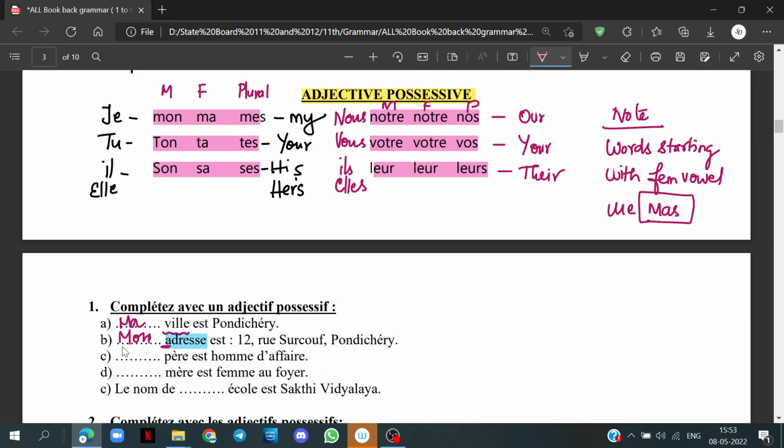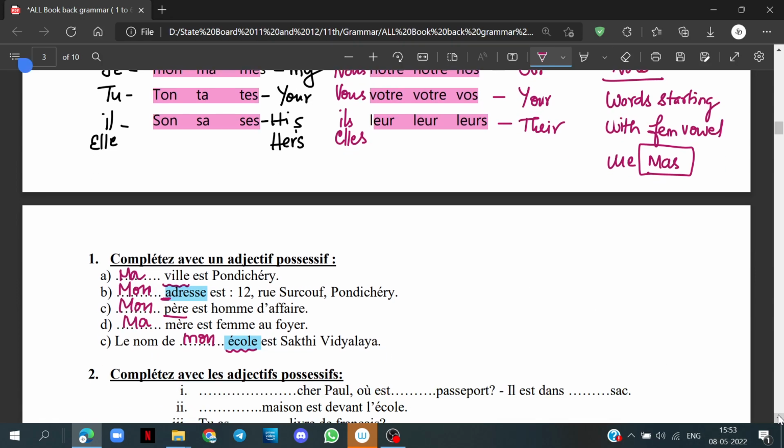So it could be my father, your father, his father. Since it's father, it's a masculine word. Mother is a housewife. It's a feminine word, mother. So, ma. The name of my school is Shakti Vidyalaya. Here, the word school is a feminine word. It starts with a vowel. So, we need to choose a masculine word. So, the name of my school is Shakti Vidyalaya.